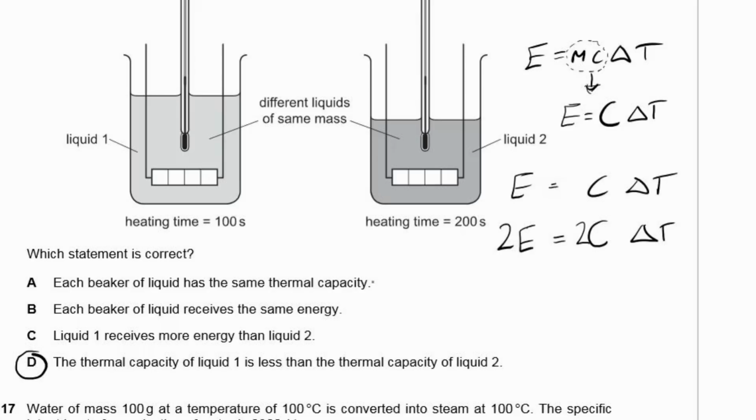Let's run through the other options. A, each beaker of liquid has the same thermal capacity. Nope, they would take the same amount of energy to heat them. B, each beaker of liquid receives the same energy. Nope, one's heated for twice as long. C, liquid 1 receives more energy than liquid 2. Nope, we're told that liquid 1 is actually heated for less time. So there we go. Option D, the thermal capacity of liquid 1 is less than the thermal capacity of liquid 2.